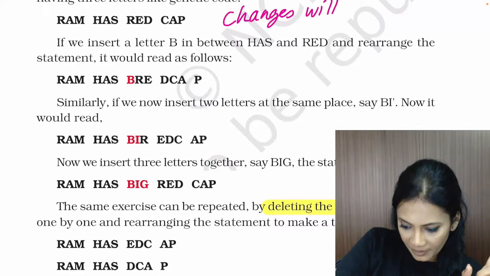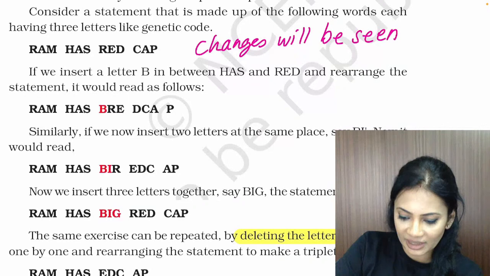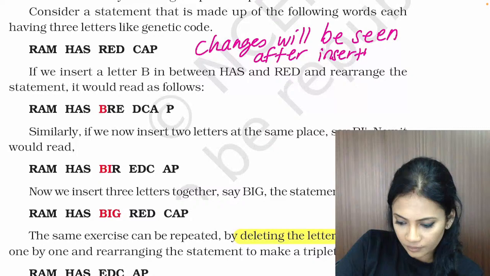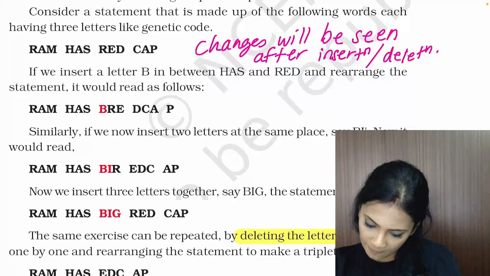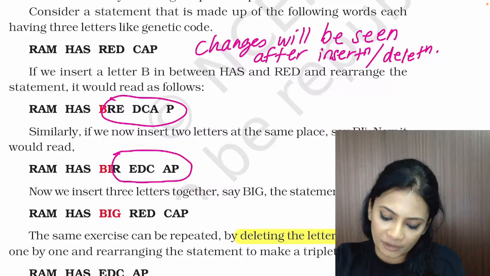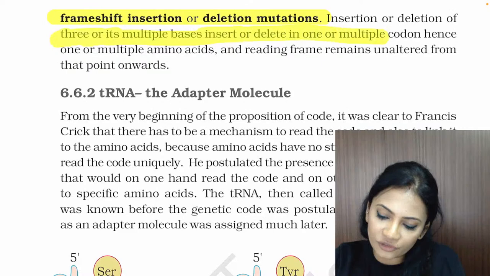Alright, so you can see here where the changes are. Changes will be seen after insertion or after deletion. Before that, nothing changes. Whatever changes are happening are after. Before, everything stays the same. Alright. So you have a frame shift, insertion or deletion. If it is three or multiples of three, then frame shift remains unaltered.